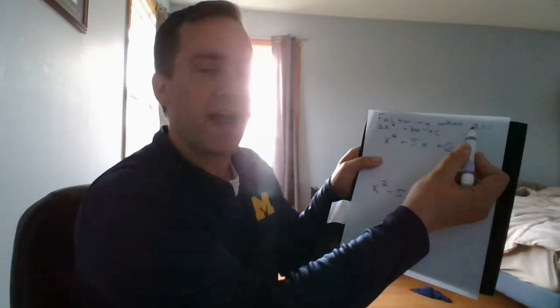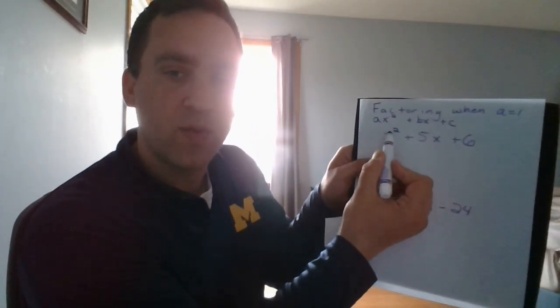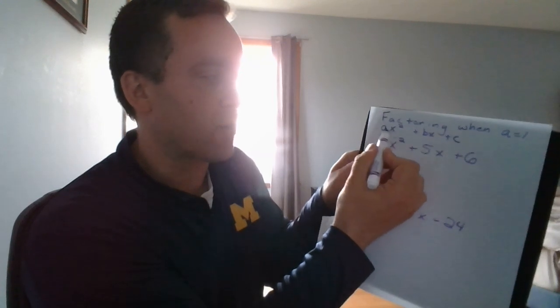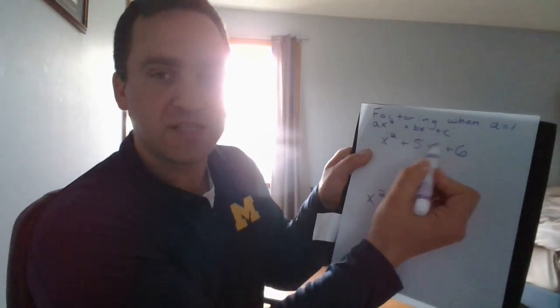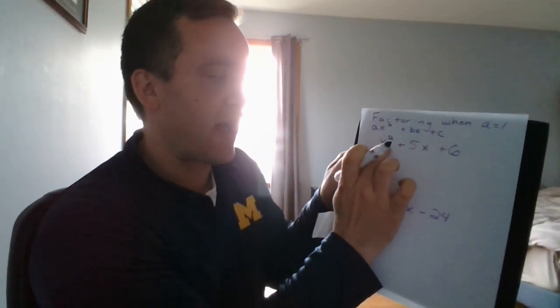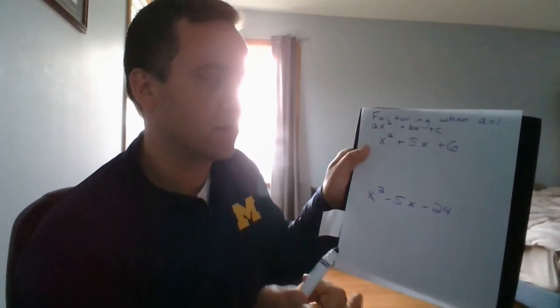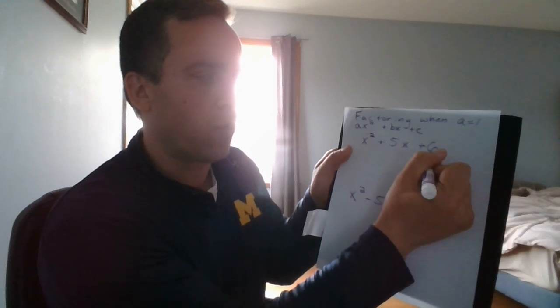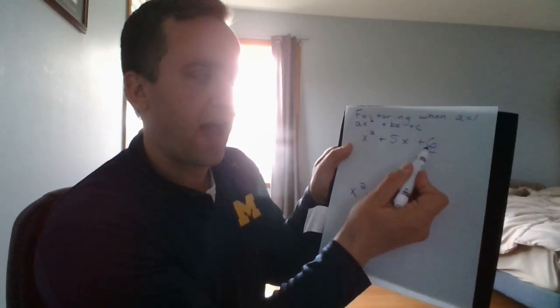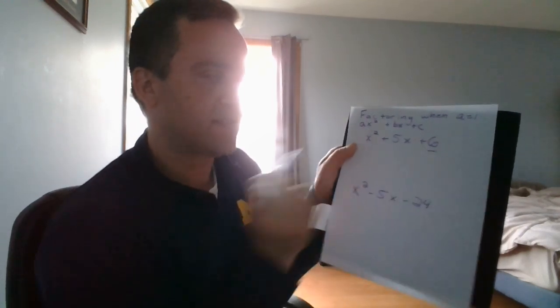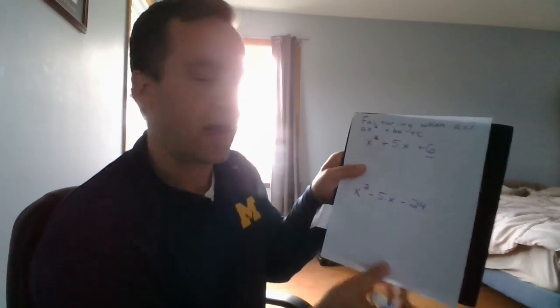So we're going to talk about factoring when a equals one. We have quadratics where we have ax squared plus bx plus c, and we actually have to factor x squared plus 5x plus 6 into two binomials. So what we do here is we look for factors of 6 that sum together to make 5.